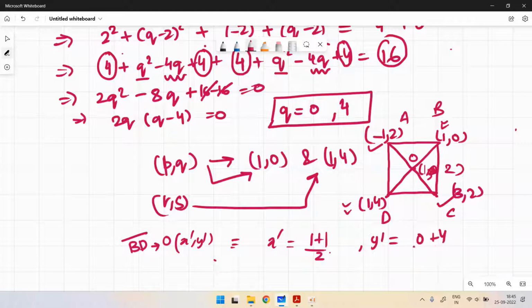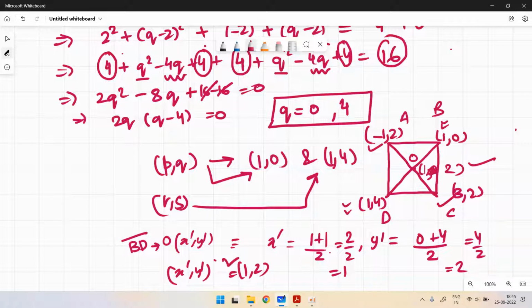This is 4 plus 0, 0 plus 4 by 2, this is 2 by 2, and this is 4 by 2. That means 1 and this is 2. So x dash y dash is 1 comma 2, and this point is also 1 comma 2, and this point is 1 comma 2, which implies they coincide, which means the diagonals bisect each other at the point of intersection of the diagonals. So your answer, 1 comma 0 and 1 comma 4 as the other two vertices of the square, is correct.